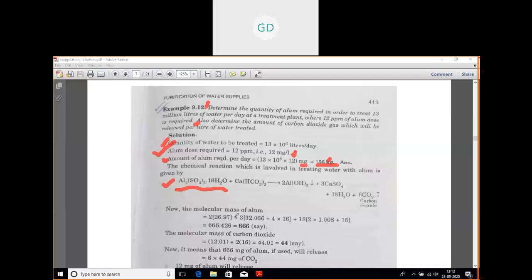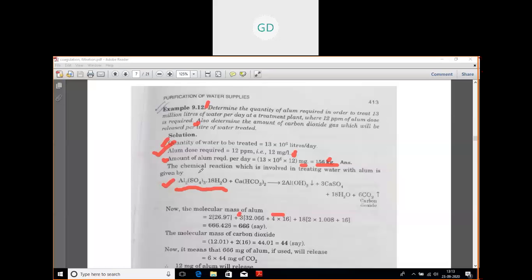It is 27, plus what is the sulfur molecular weight? It is 32, correct? It's given 32 here, plus 4 of oxygen. There are 4 oxygen. So 4 into what is the molecular weight for oxygen? It is 16. Correct? So here it is 4 into 16. But the whole thing, this SO4, is multiplied by 3. So here it is 3.